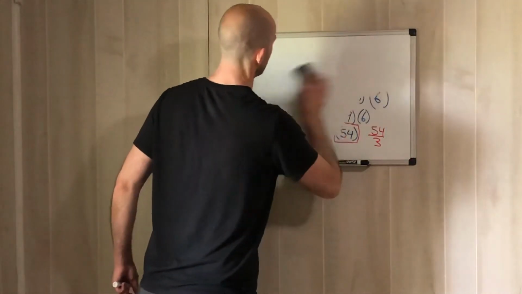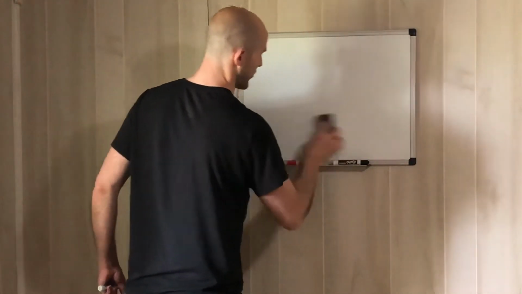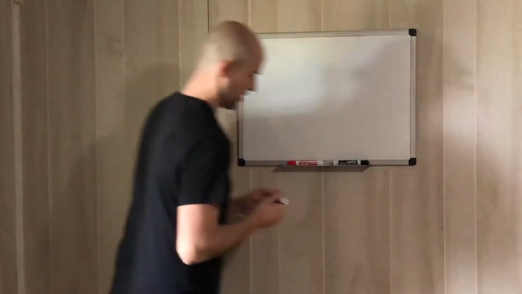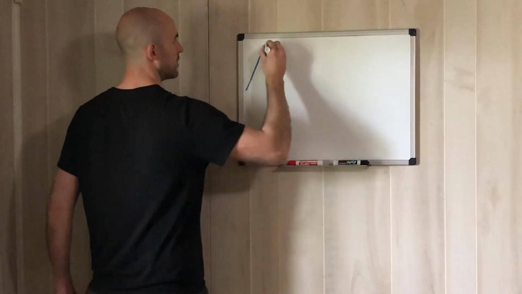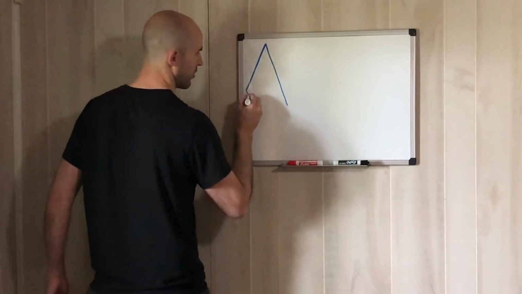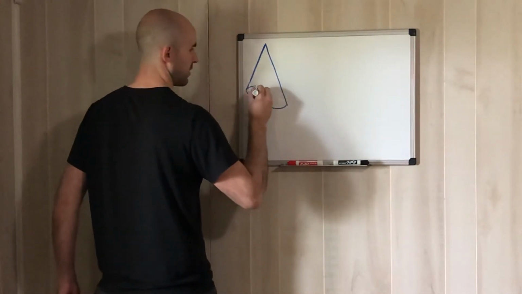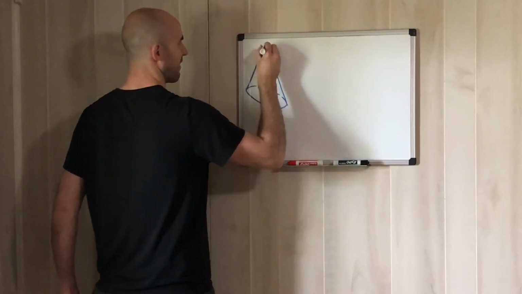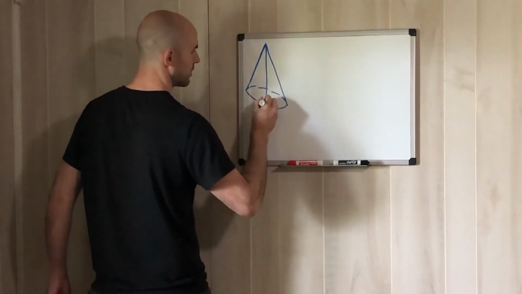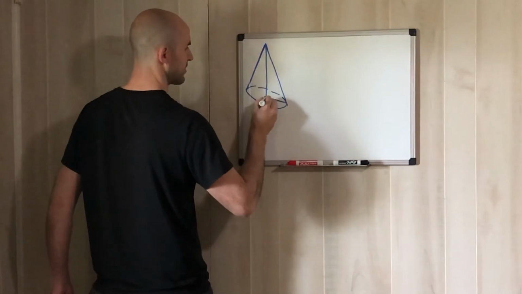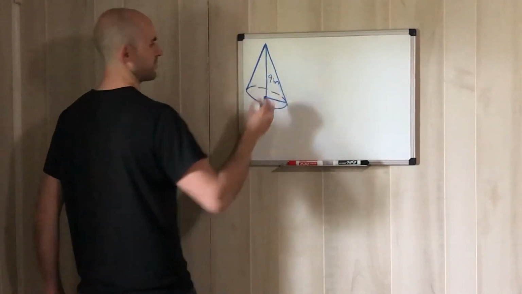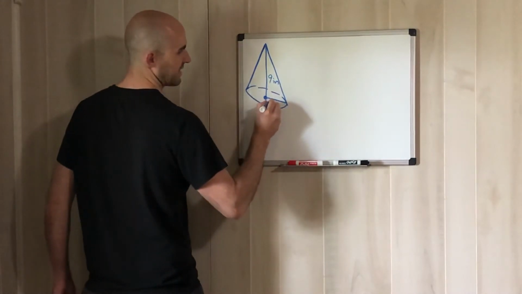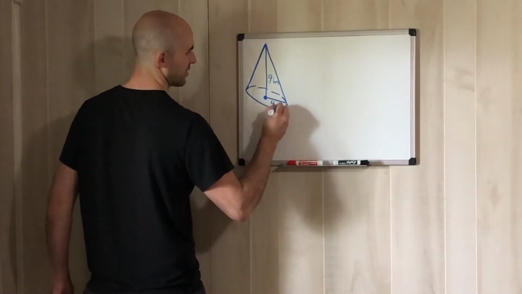Just don't forget, the hardest part that most people are going to have issues with is forgetting to take the third. So, again, we have a cone. We have the height of the cone. We have the radius. So let's say that the height here is 9 inches, and let's say that the radius is 4 inches.